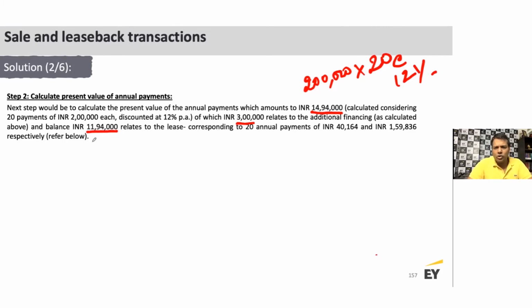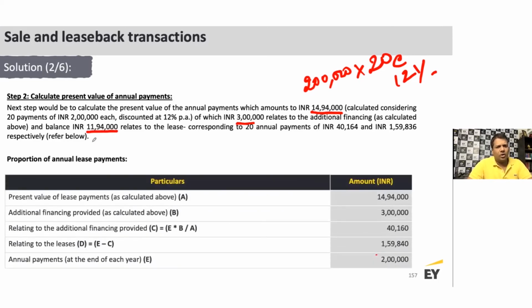Now this is where it is important to compute the proportion of the annual lease payment with reference to the asset value. That's the computation we need to look at. The present value of the lease payment was 14 lakh 94,000. Then this 3 lakh is the additional financing component. And I'm making a payment of 2 lakh rupees. Now this is important for you to get right.